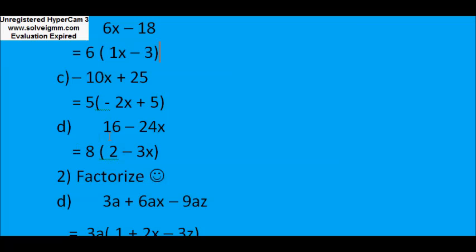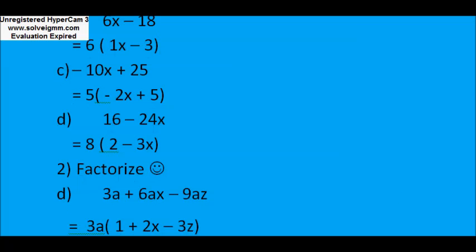Now again 16 minus 24x. Here the HCF of 16 and 24 is 8. That's why I'm taking 8 outside. Then inside the bracket you will write 8, how many times 16? 8 2s are 16. You will write 2 here. Then 8, how many times 24? 8 3s are 24. So you will write 3x. In the second question also, the method is same.